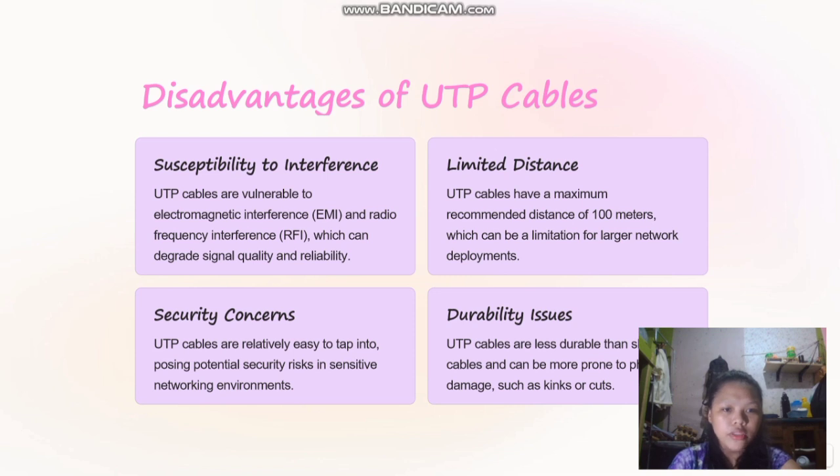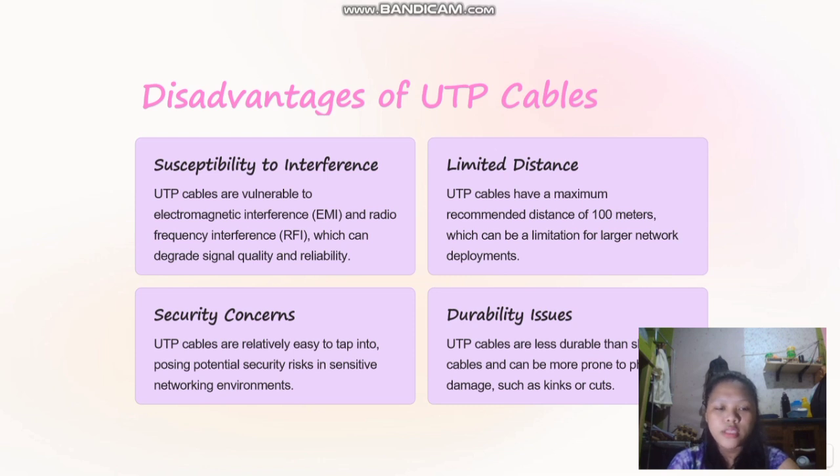Susceptibility to interference. UTP cables are vulnerable to electromagnetic interference and radio frequency interference, which can degrade signal quality and reliability. Limited distance. UTP cables have a maximum recommended distance of 100 meters, which can be a limitation for larger network deployments.